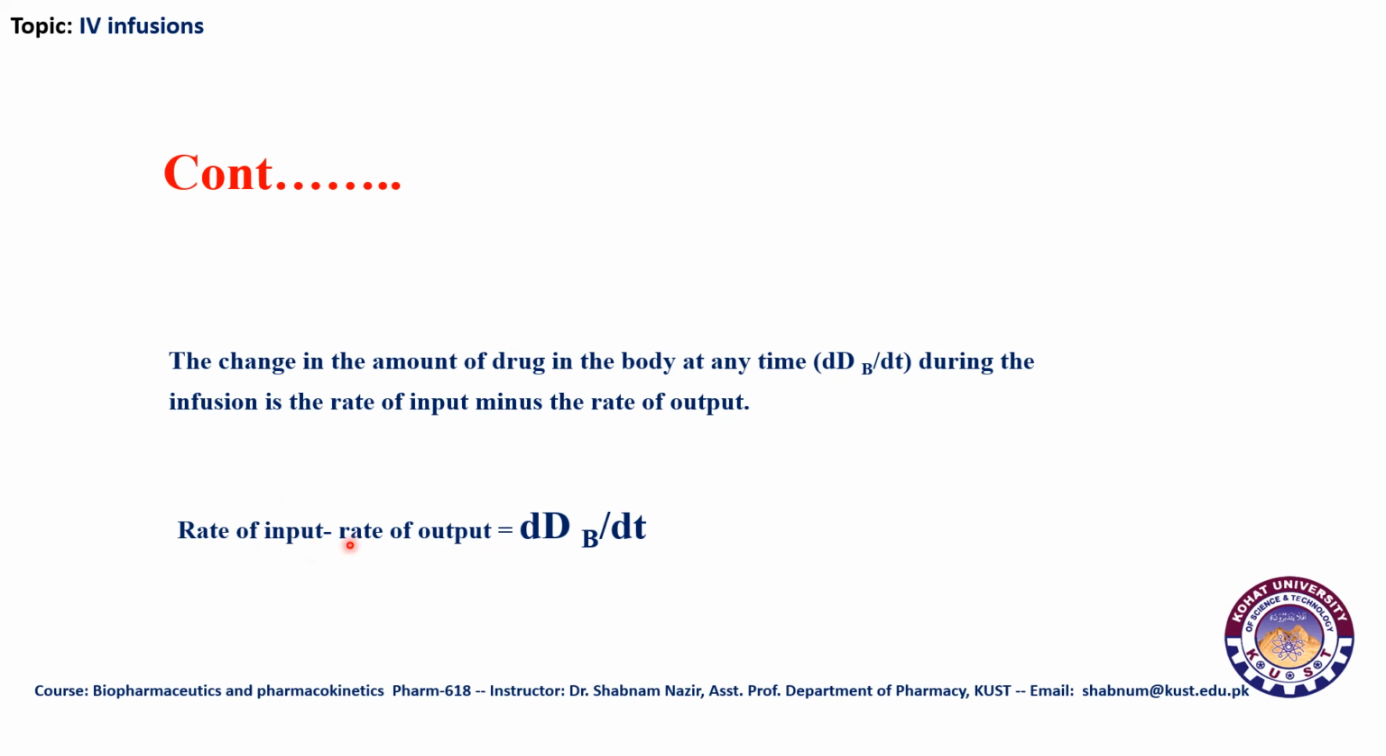Why is the rate of output particularly being subtracted from the rate of input? As I just discussed, before reaching the steady state, and only immediately before the steady state, the rate of elimination becomes quite equivalent to the rate of input. And before that, the rate of input is actually dominant as compared to the rate of output, because the rate of output is following first order, and it is dependent upon the concentration or amount of the drug. So as the amount of the drug takes time to build up, definitely the rate of output will take time to build up and to become equivalent to the rate of input.